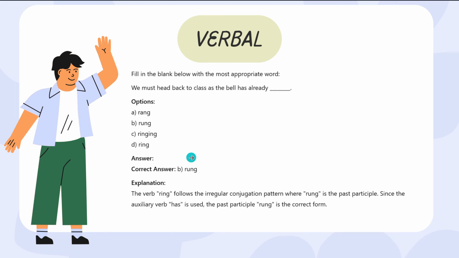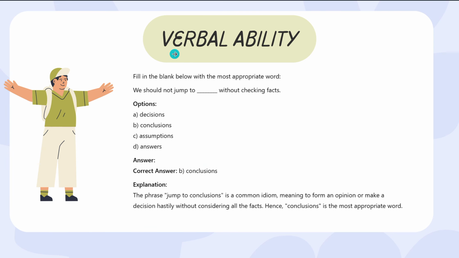Now let us move to the next question, which is also from verbal ability. Fill in the blank below with the most appropriate word. We should not jump to dash without checking facts. Which type of sentence is it? It is not a past or present one. It is just a statement which suggests that it can be applied in any tense.